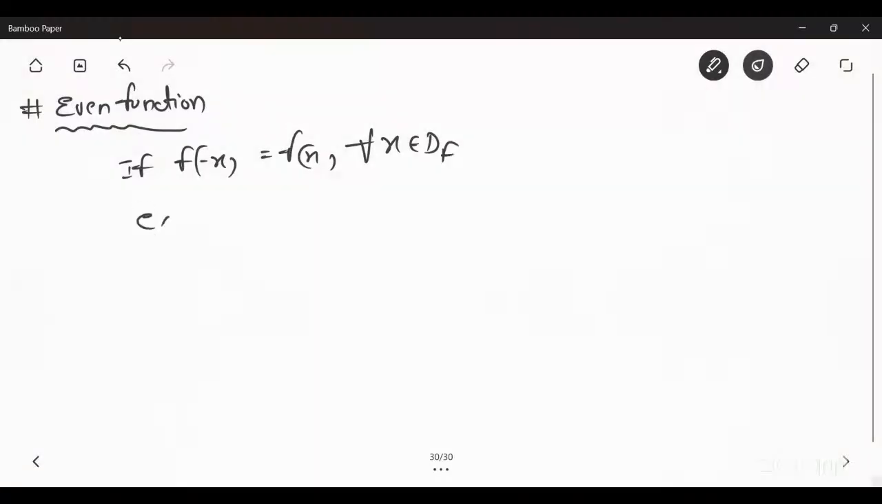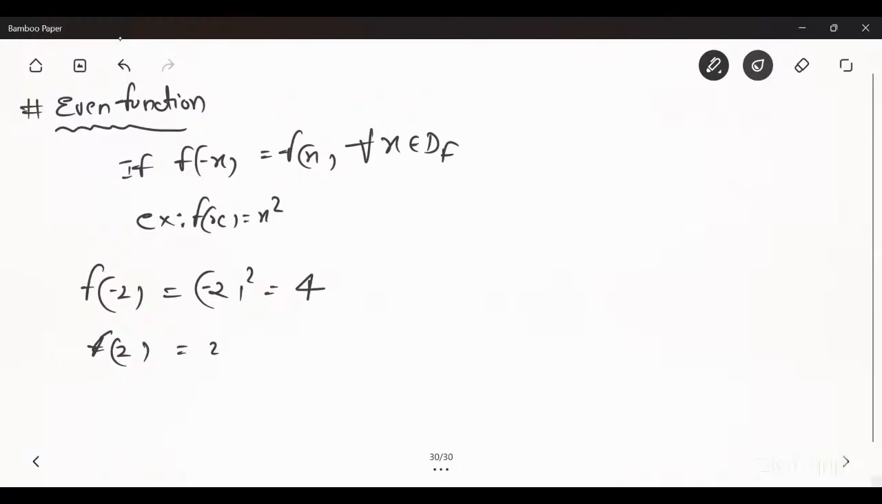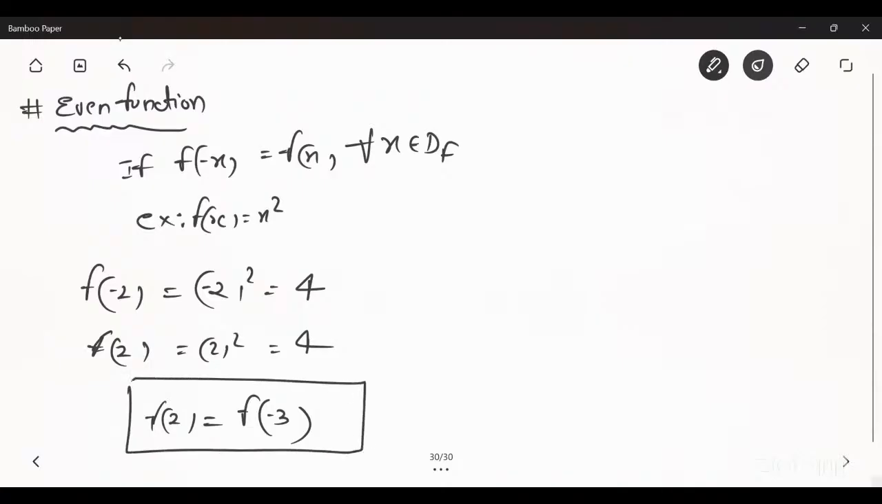Its example is x square. f(x) is equal to x square. Now, if you put f(-2), you will get (-2) whole square as 4. And if you put f(2), you will get 2 square as 4. So a function which has different inputs and we get the same output is known as an even function. The value of f(2) and f(-2) is equal, so that is known as the even function.